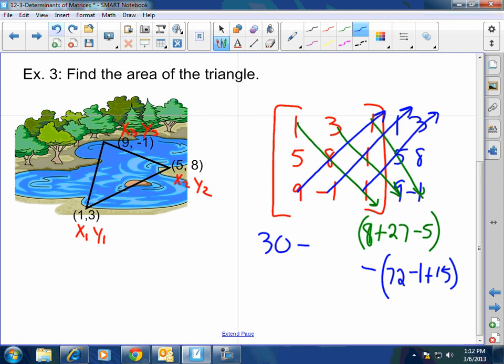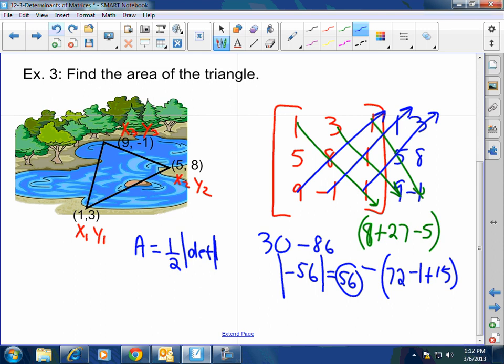minus 9 times 8 times 1 is 72, negative 1 times 1 times 1 is negative 1, and 1 times 5 times 3 is 15. So that's 86. So that's a negative 56. But the absolute value of that is positive 56. And remember, when we're using determinants for area, it's the absolute value of the determinant. So my area is going to equal 1/2 of the absolute value of the determinant. In this particular case, it's 1/2 of 56, so it's going to be 28 square feet. We're assuming that these are all in feet. They'll tell you the units to use.